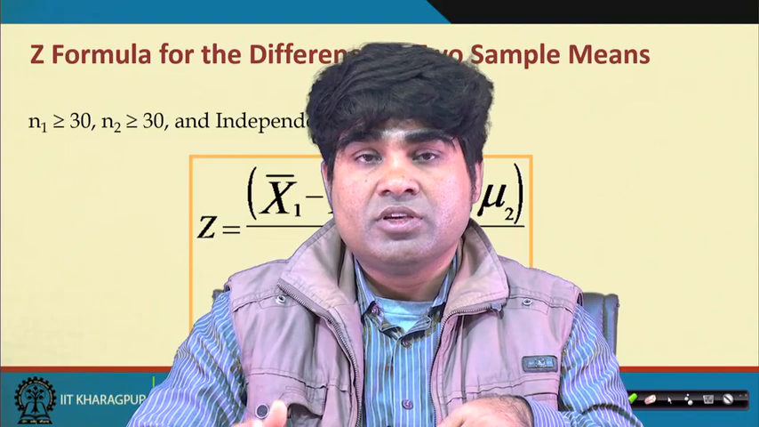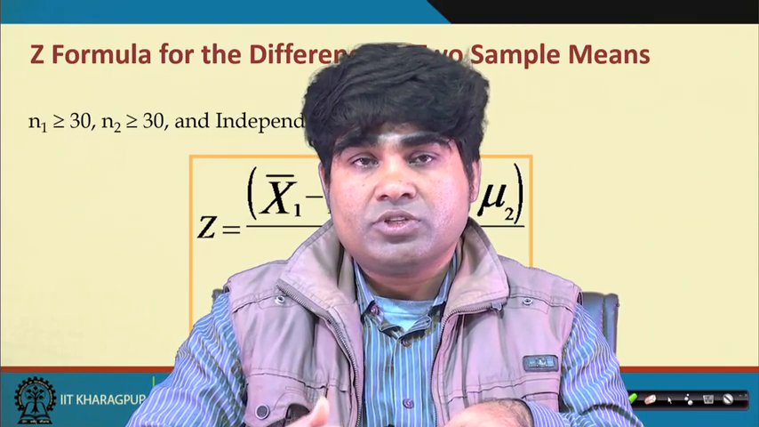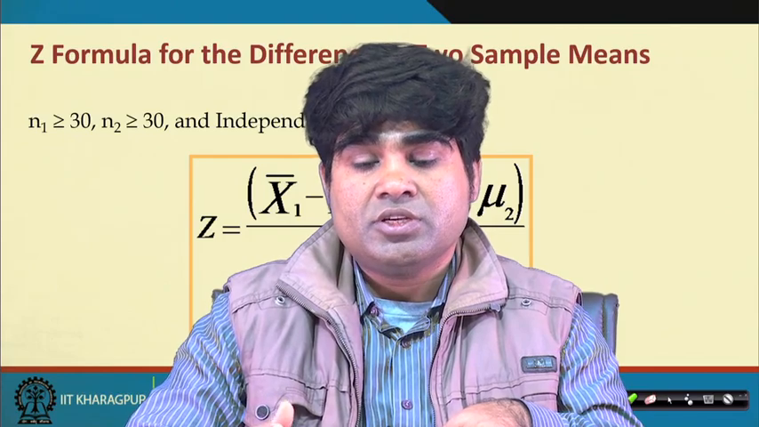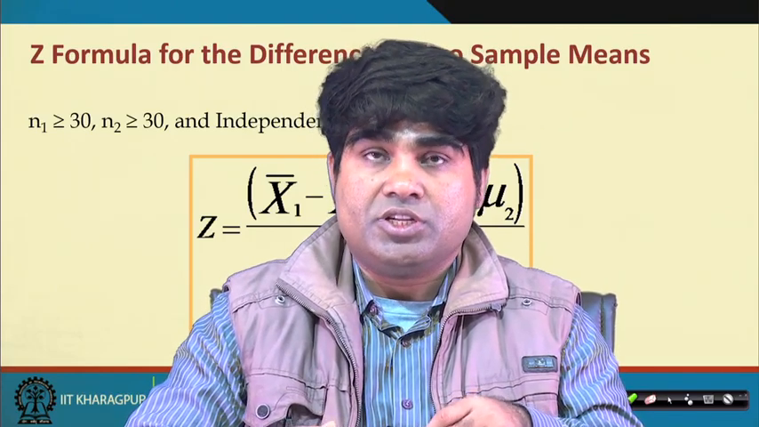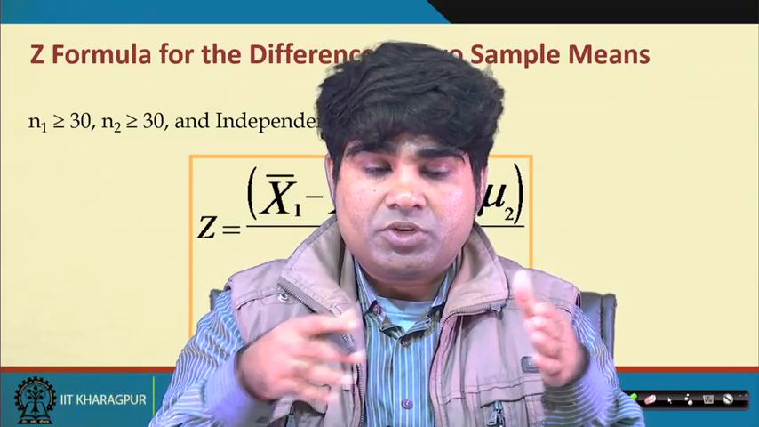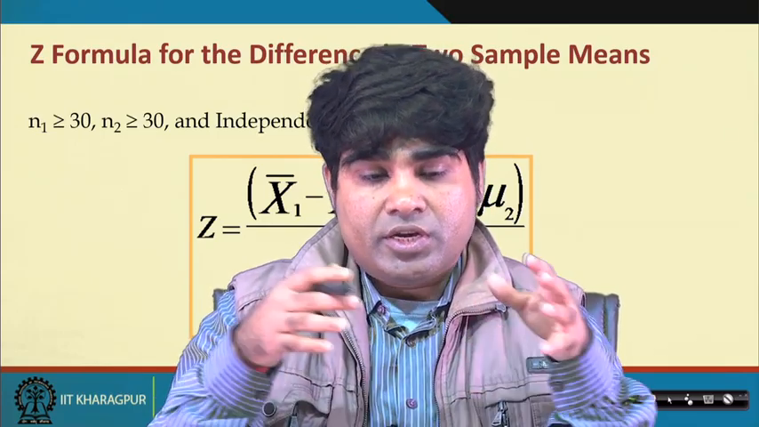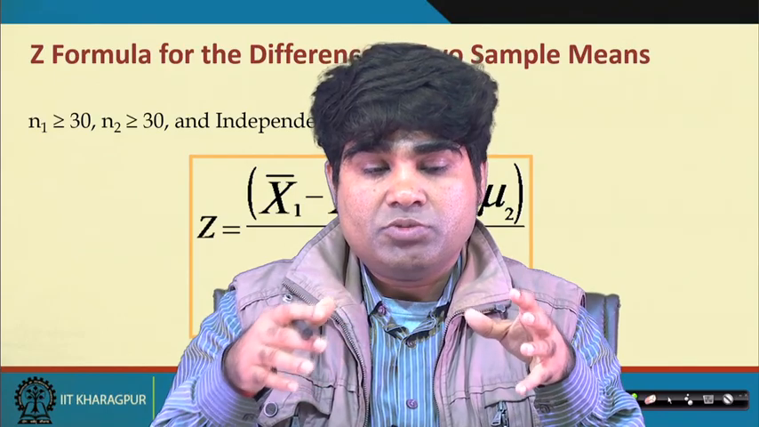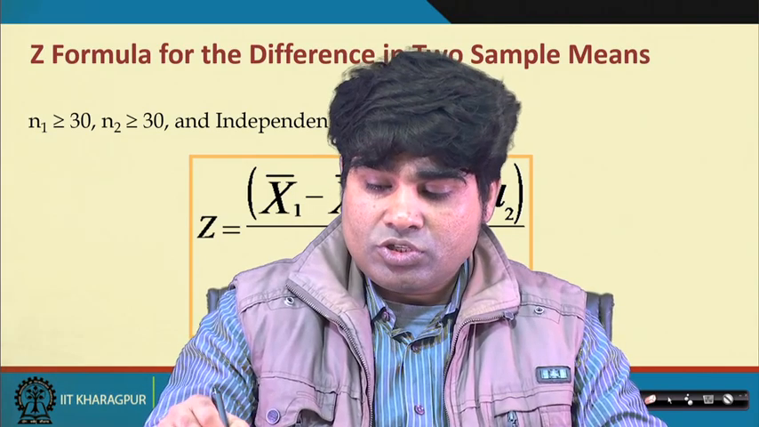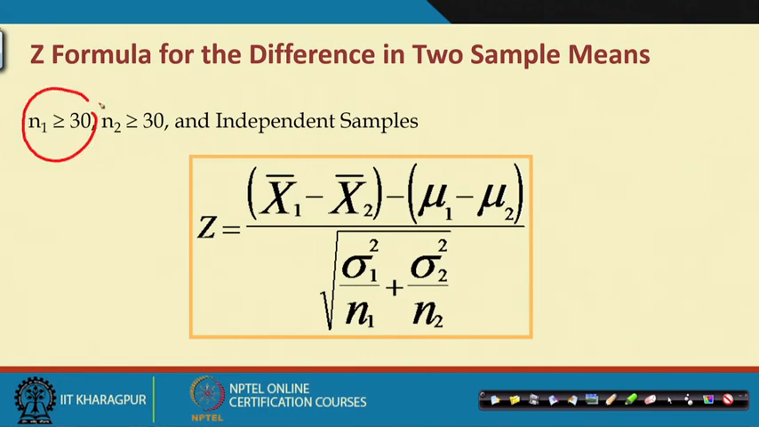If not given, then we will use sample information as a proxy to get the sample variance, and then we will go for testing. And in this case we are dealing with the same structure, but here there are two samples, and in both cases we are assuming that the sample size should be greater than 30. So the structure is n1 greater than 30 and n2 greater than 30, that is the condition.